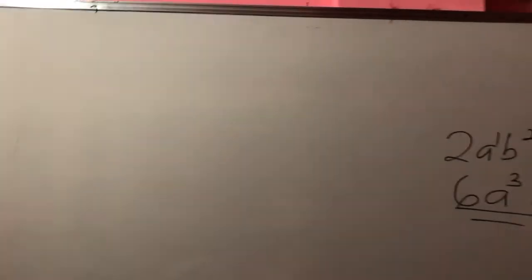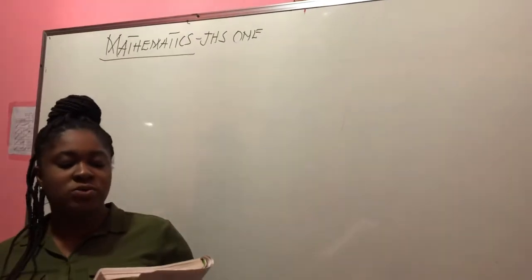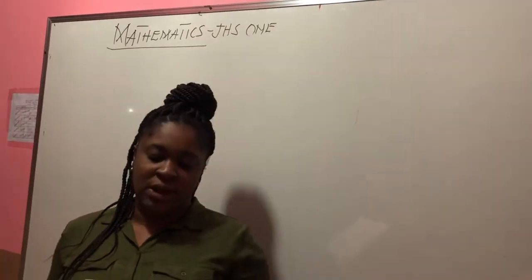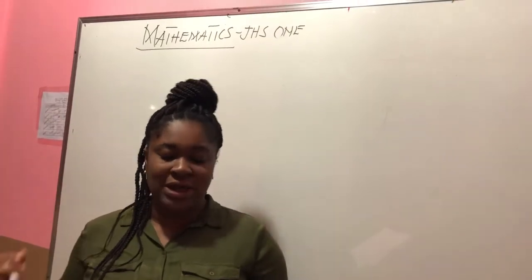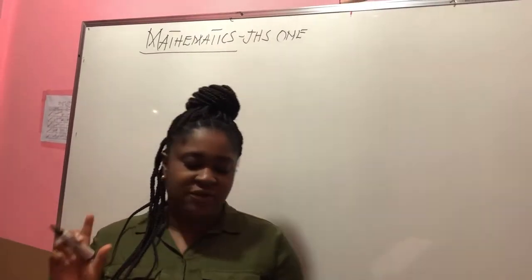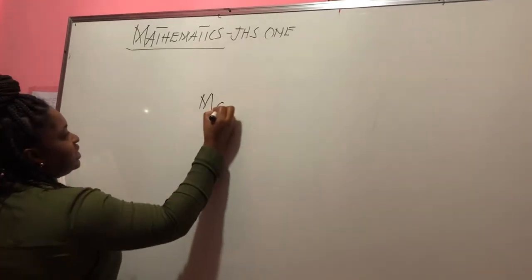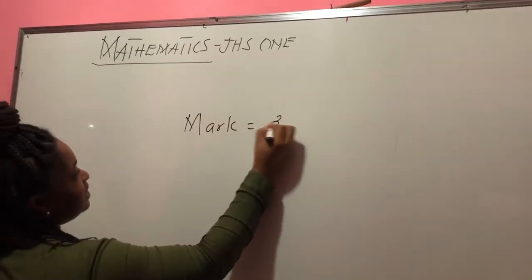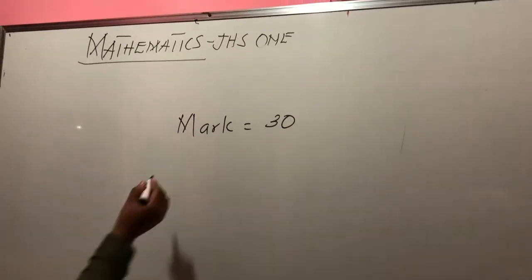We are on number 4. Number 4 says that Mark is 30 years old. Yao is half as old as Mark. So let's find Yao's age. Mark is what? 30 years, right? So Mark is 30 years. And they are saying that what? Yao is half of Mark's age.